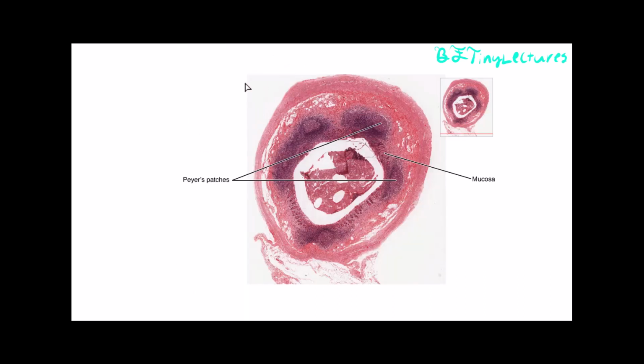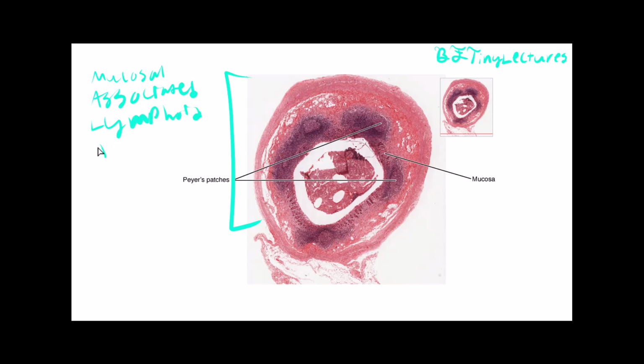Here we have something called the MALT. So the entire thing that you see here is called mucosal associated lymphoid tissue, and an acronym for this is MALT. So the MALT is often seen within the small intestines, the breast tissue, and the eyes.